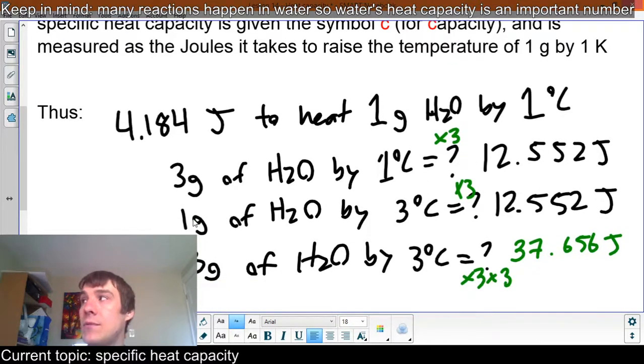Or if I had just 1 gram, but I want to heat it by 3 degrees Celsius, I'm heating it up by 3 times more, right? I need to put in 3 times more energy because 1 degree, 2 degrees, 3 degrees. So it's going to be 3 times more. So that's also going to be 3 times 4.184, 12.552.